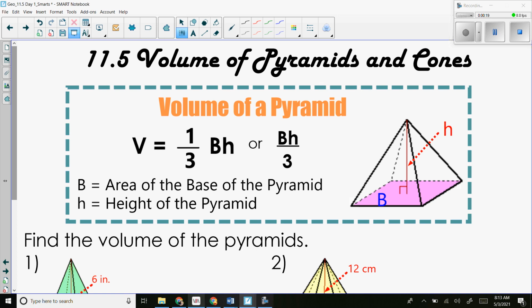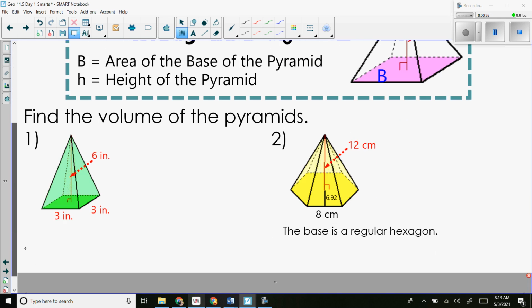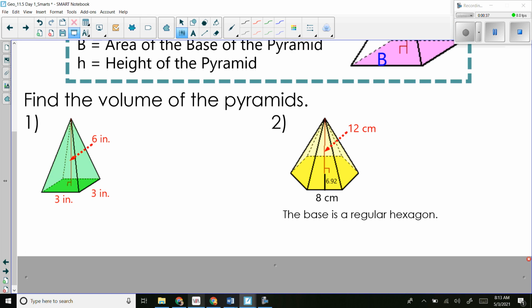Okay, so we're talking volume of pyramids and cones today, and their formulas for the volumes are going to be very similar. First off, you have volume of pyramid, which is 1/3 the area of the base times the height. You could also think of this as the volume is the area of the base times the height divided by 3. Those mean the same thing. Okay, we have two examples to start off with. It says find the volume of the pyramids.